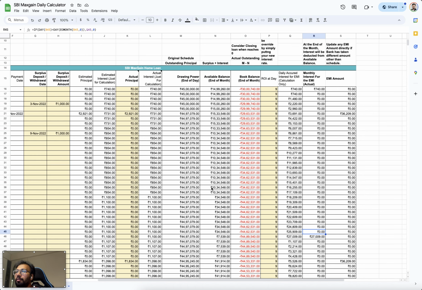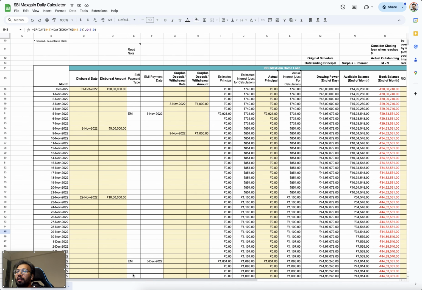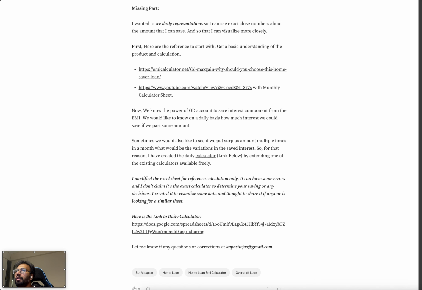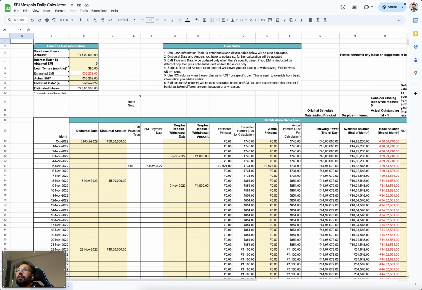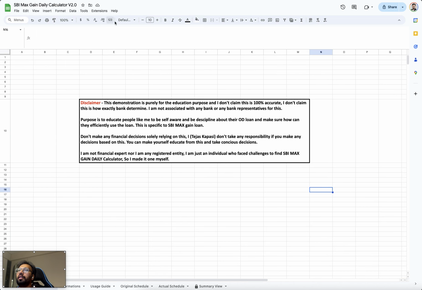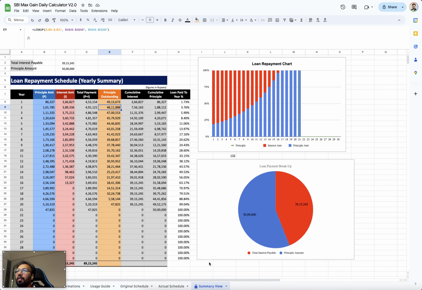wherein a couple of things are missing, like the graph is not there, and some calculations are very high level. So what I've done is I created a new version. The new version is this, in which I'm going to explain all the sheets. The output of that will give us a yearly look at how the Max Gain loan looks based on the input parameters.